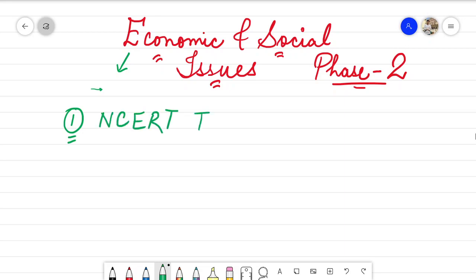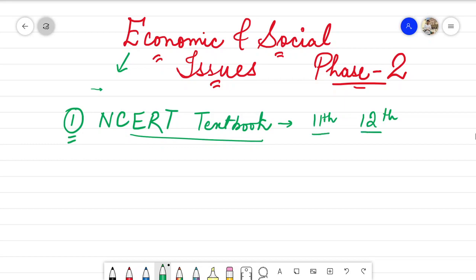NCERT textbooks. Some aspirants tend to use NCERT textbooks from 9th to 12th, so that is totally irrelevant. For the subject economics and economy that you actually need to know about for the examination and for your own preparation or knowledge, your 11th and 12th books are enough. So I recommend you guys to check out the NCERT textbooks for class 11th and 12th. In 12th there are two books. First is microeconomics and second is macroeconomics.